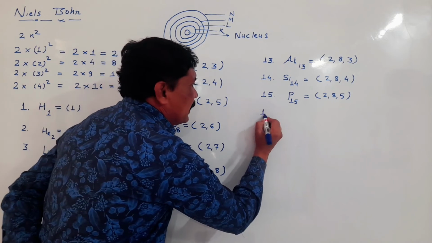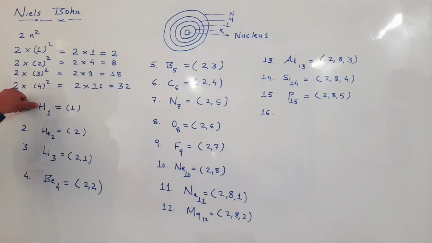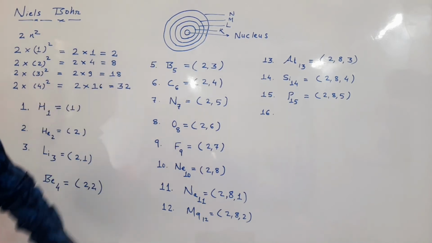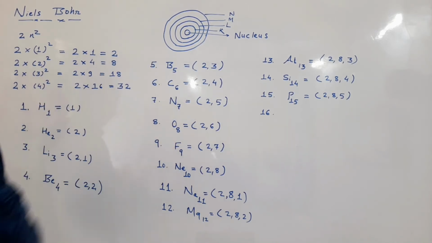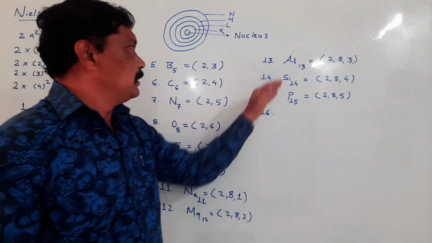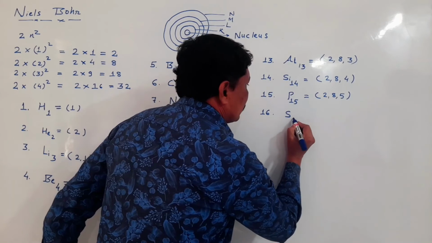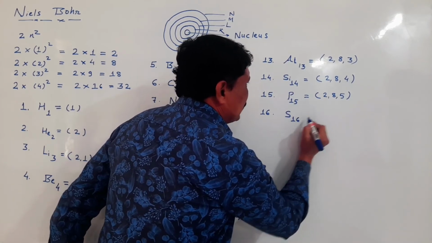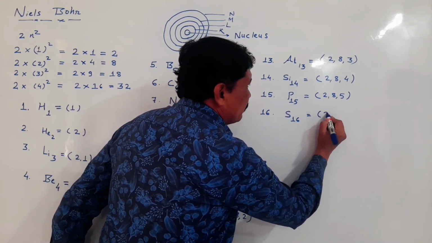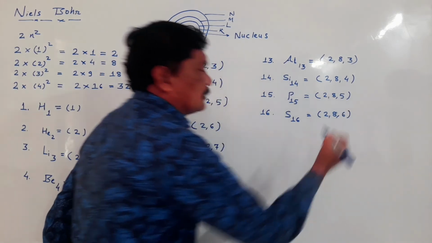The next element in the sequence will be hydrogen, helium, lithium, beryllium, boron, carbon, nitrogen, oxygen, fluorine, neon, sodium, magnesium, aluminium, silicon, phosphorus, sulfur. And the atomic number is 16. The electronic configuration will be 2 8 6.